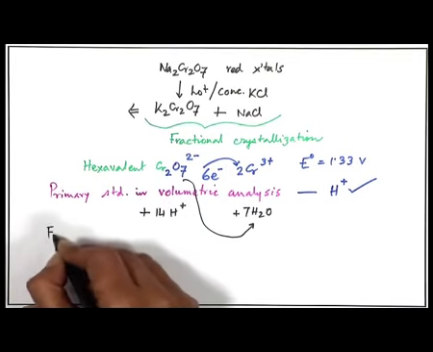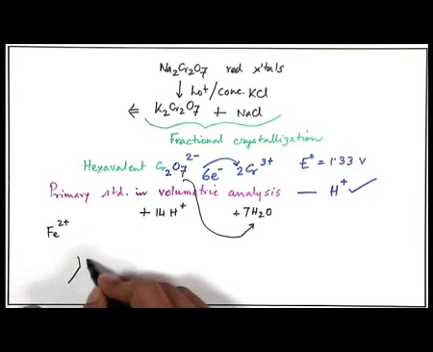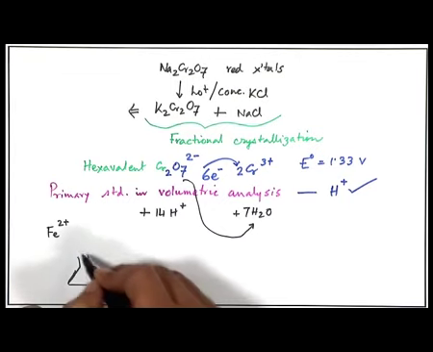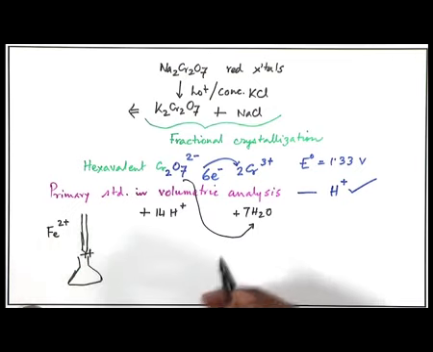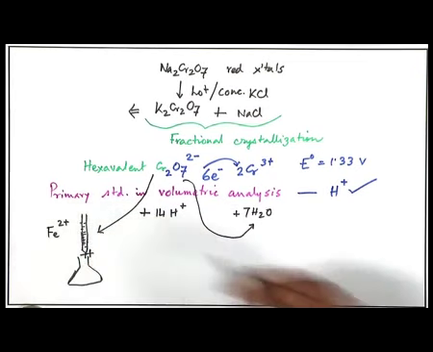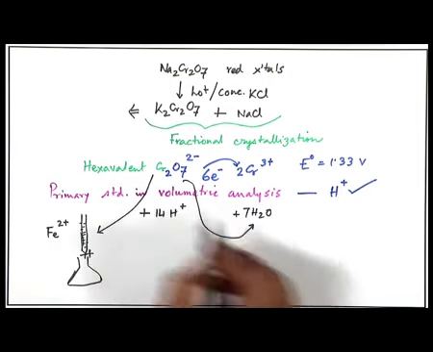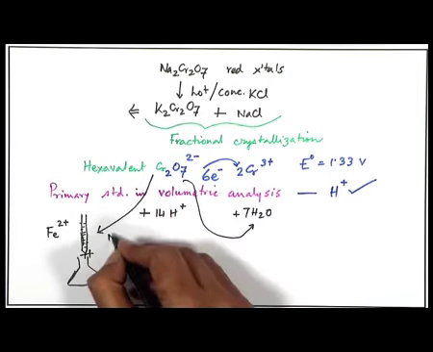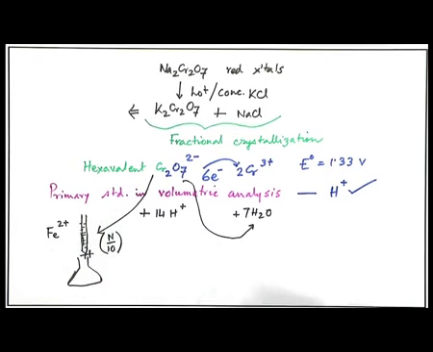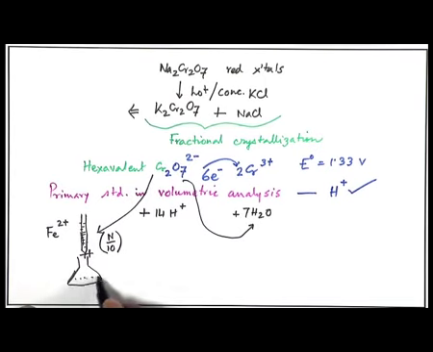If your unknown solution contains Fe2 plus, we can take it in the conical flask and titrate it with dichromate, which is in the burette. So, we have this in the burette and we get the corresponding titration. The dichromate has some known concentration, say N by 10 dichromate solution, which we can use to identify the corresponding unknown solution of iron.